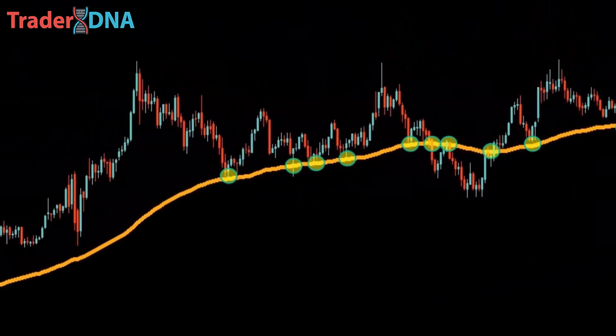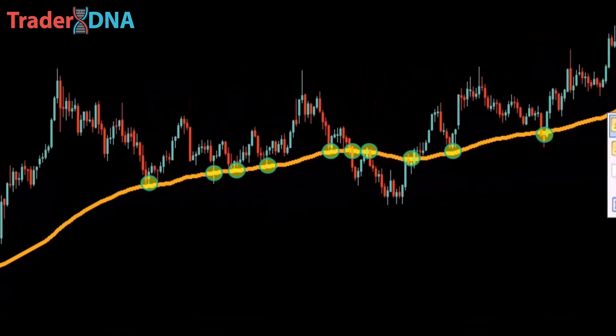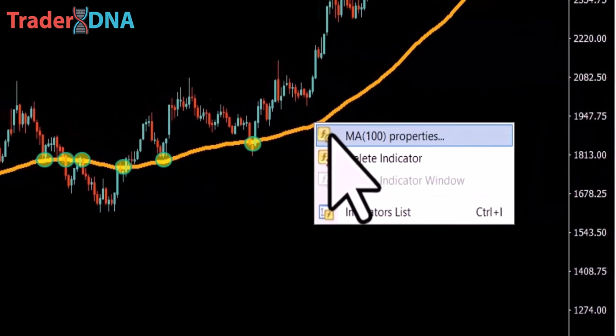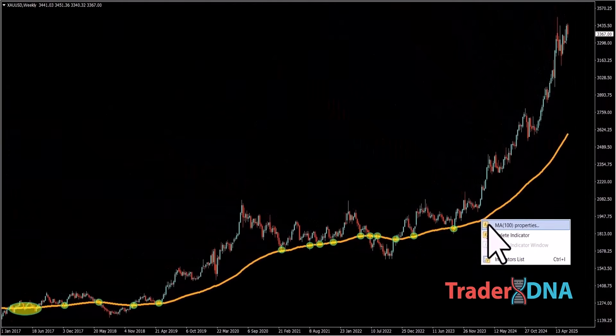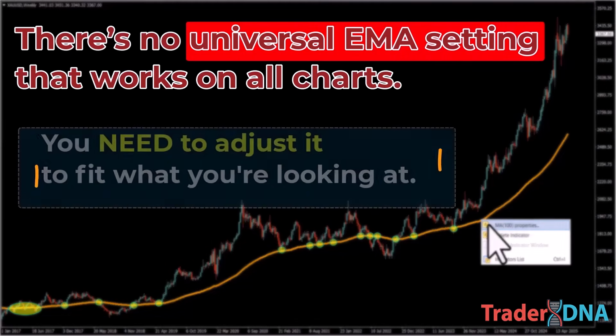But hold up, don't just blindly copy that number everywhere. That's the rookie mistake. Different markets, different time frames, different EMAs. You gotta repeat the process each time. That's why there's no universal EMA period. It's about adapting. Here's the bottom line.